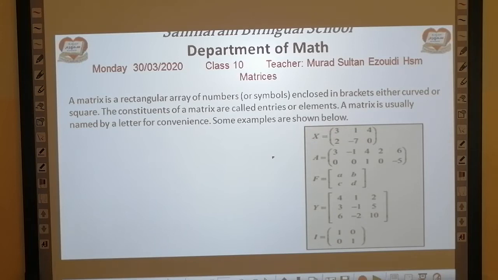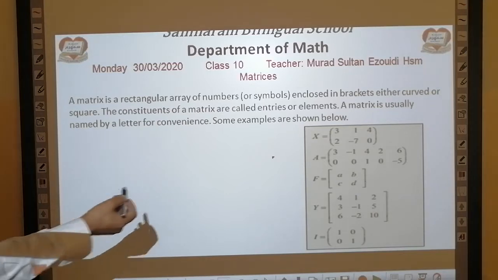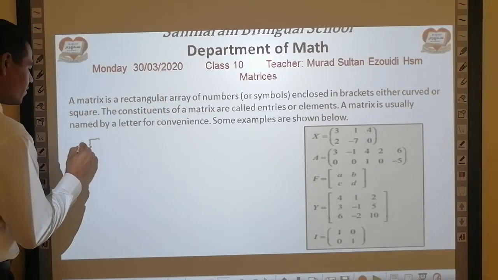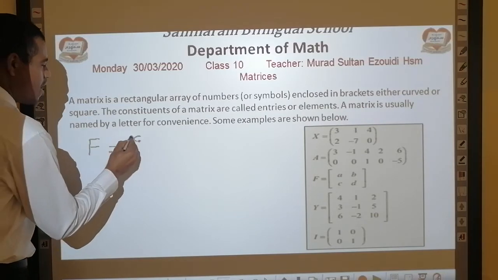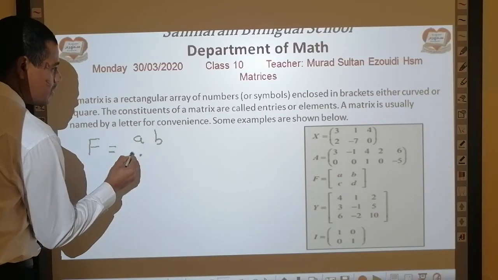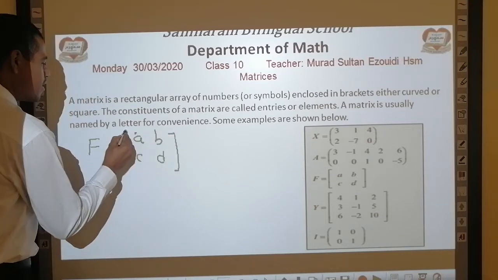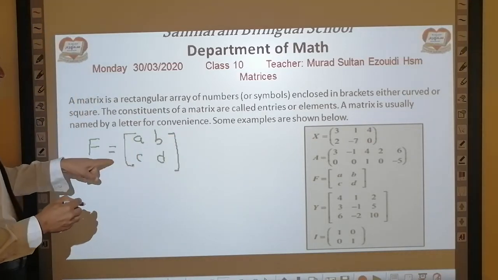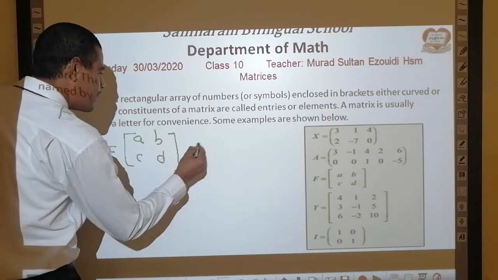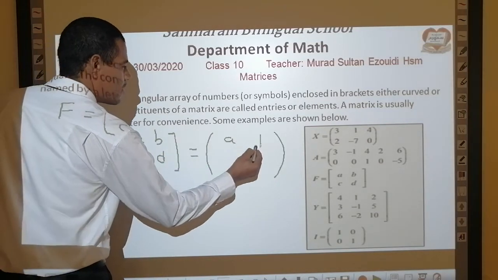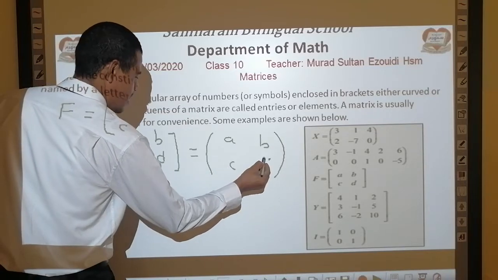We said that a matrix can be represented or named by letters. Look, for example, this one, F. F is a matrix equal to A, B, C, D. This is a matrix. We can write F equal to that, or it can also be equal to that. We use brackets: A, B, C, and D.